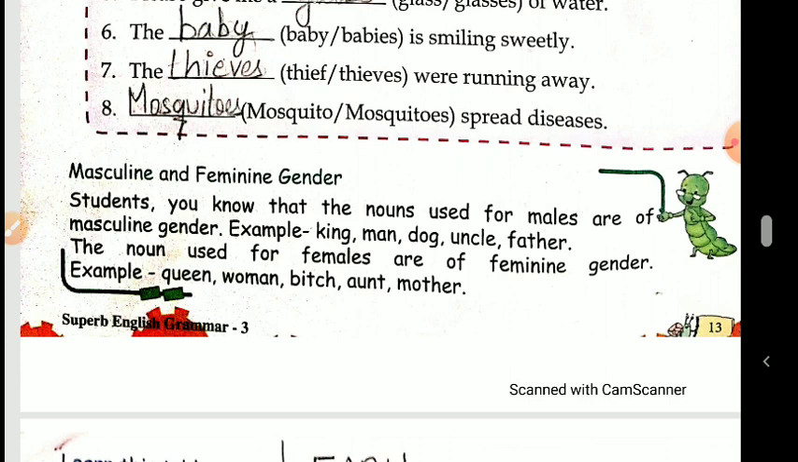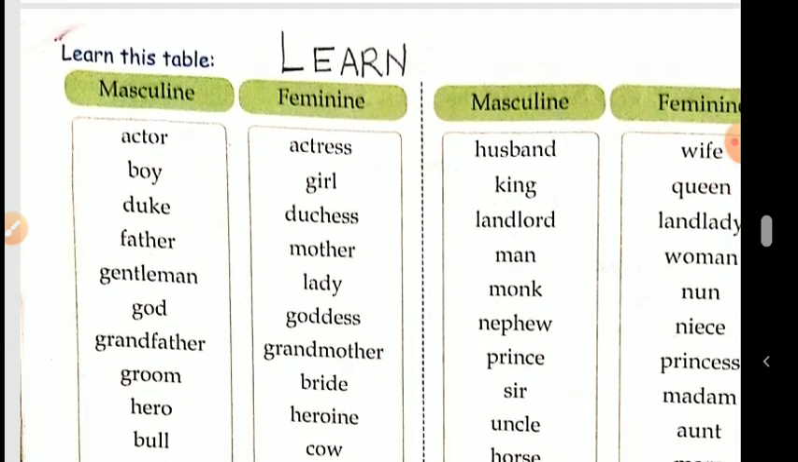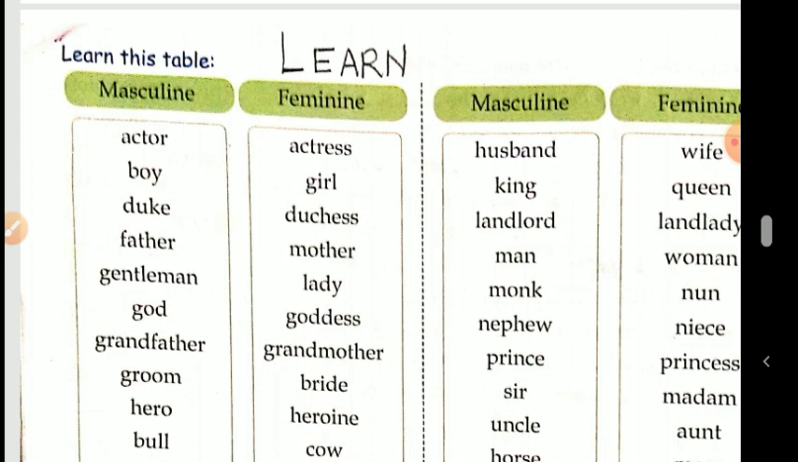Now students, we will look at the table. Now students, those of you who have got books, please write on page number 14, learn. You need to learn this table. Look, it is also written in the book, but I have written bold letters that you should learn this. Now we need to learn what are the different types of masculine and feminine genders.